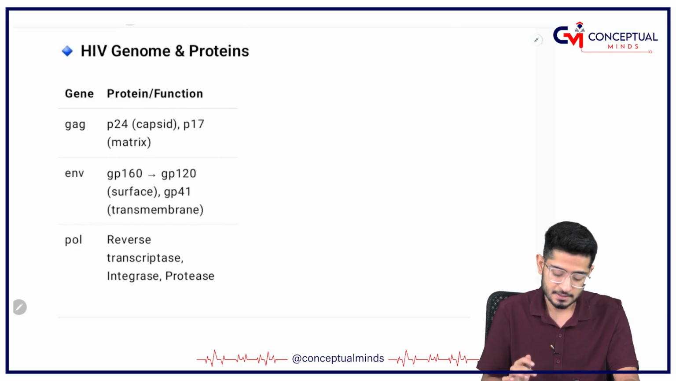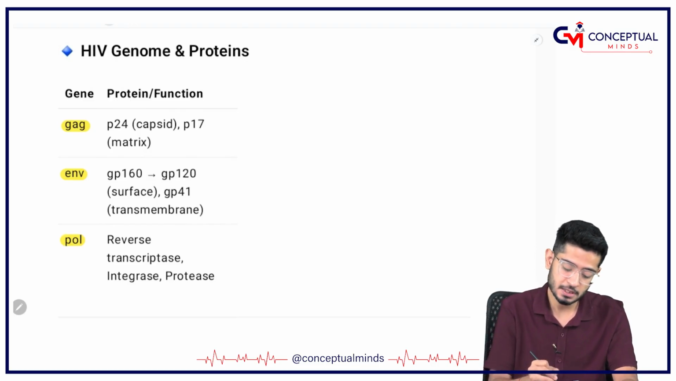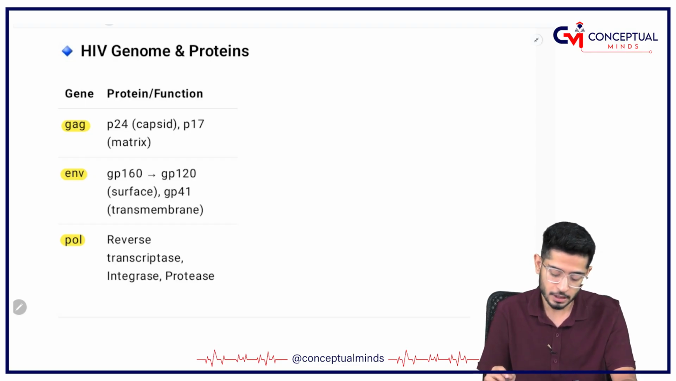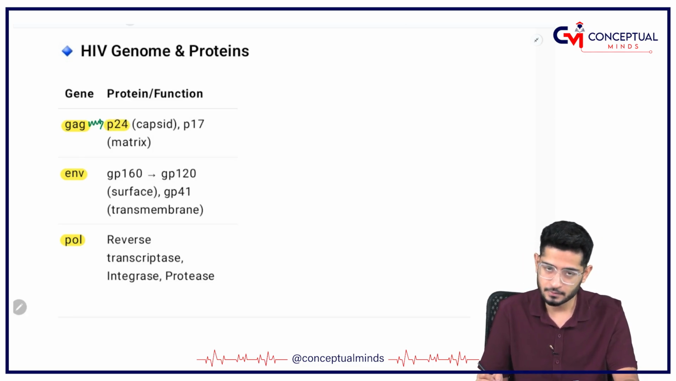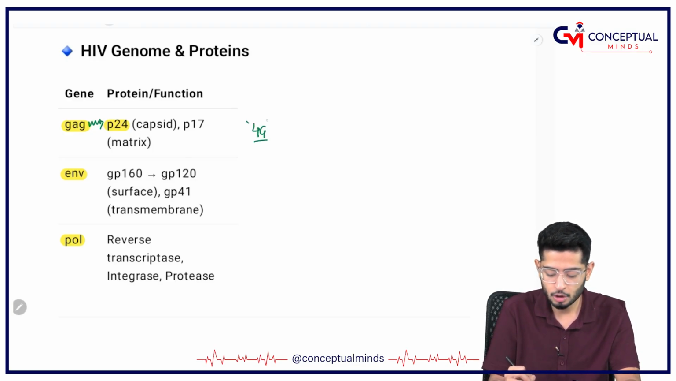Please understand, you have got the GAG gene, the ENV gene, and the POL gene. So there are three genes: GAG gene, ENV gene, and POL gene. Now GAG gene is responsible for P24. How to remember? Everybody knows that initially we used to have which network? 4G, isn't it? So 24 is related to G. So G means GAG.